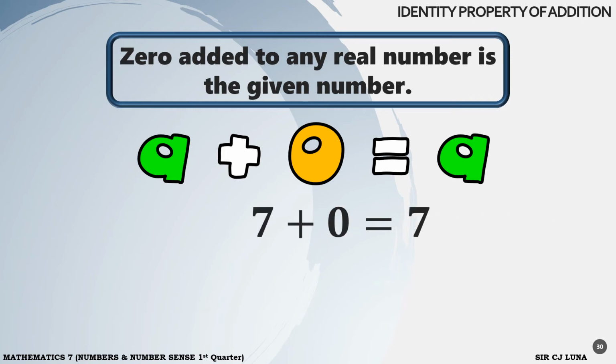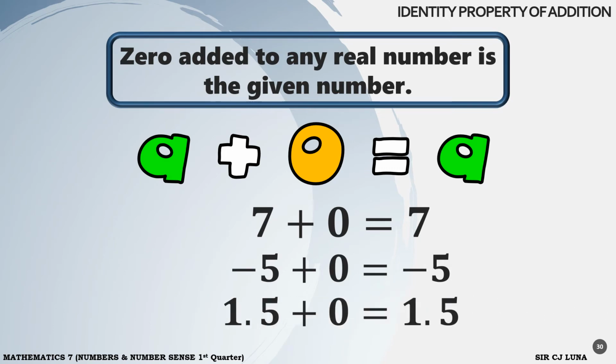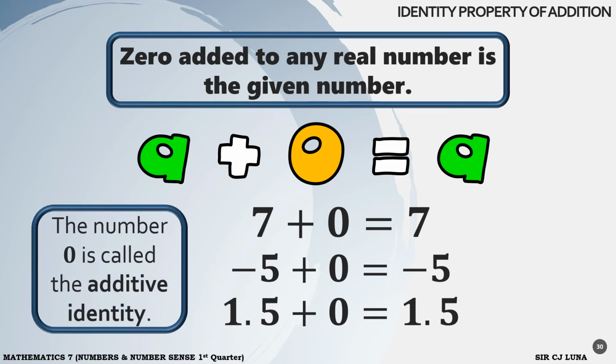Halimbawa, 7 plus 0 is 7. Negative 5 plus 0 equals negative 5. 1.5 plus 0 equals 1.5. So, a number does not change if you add 0. The number 0 is called the additive identity. Clear? Good.